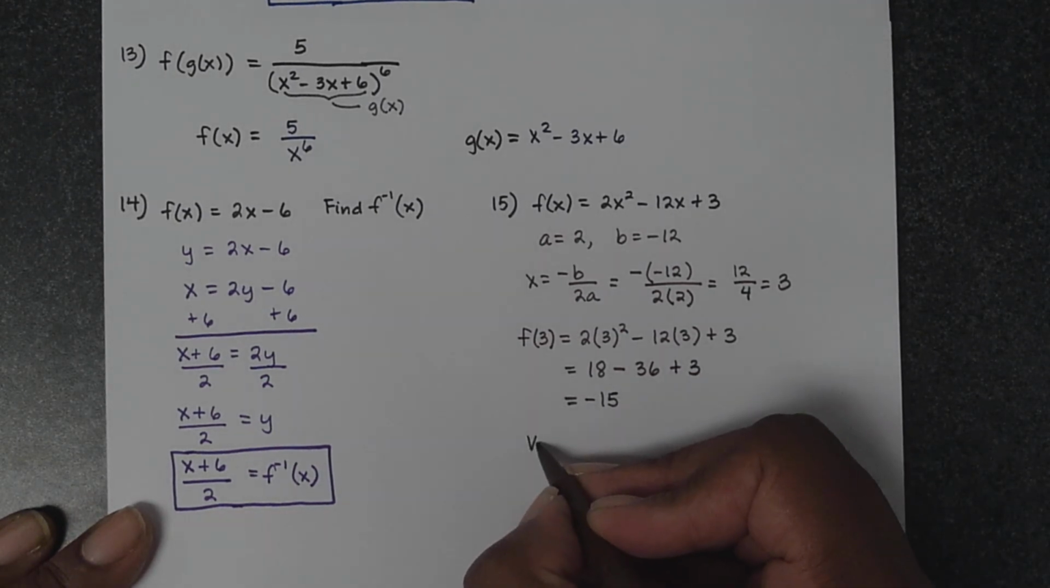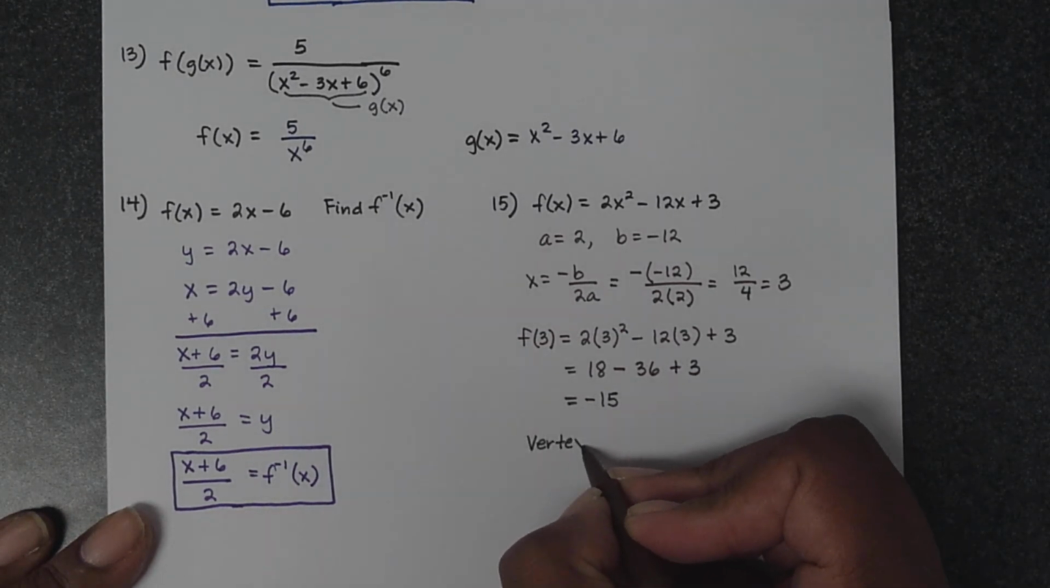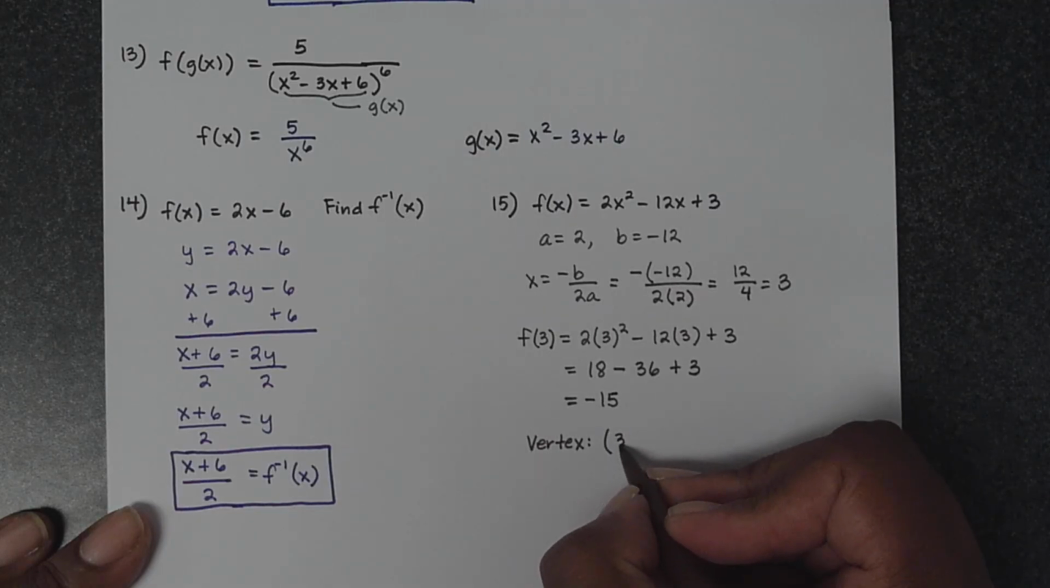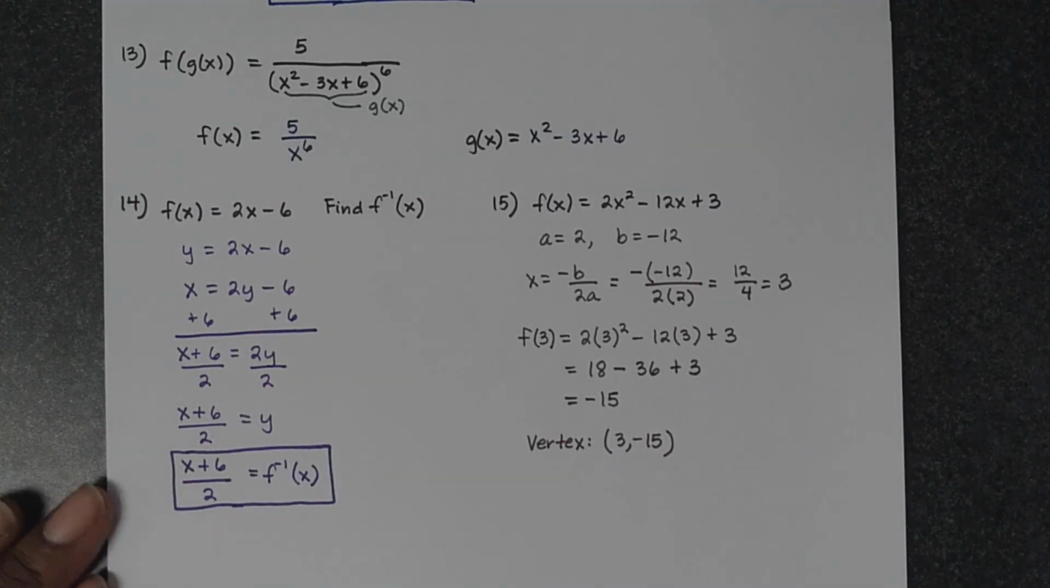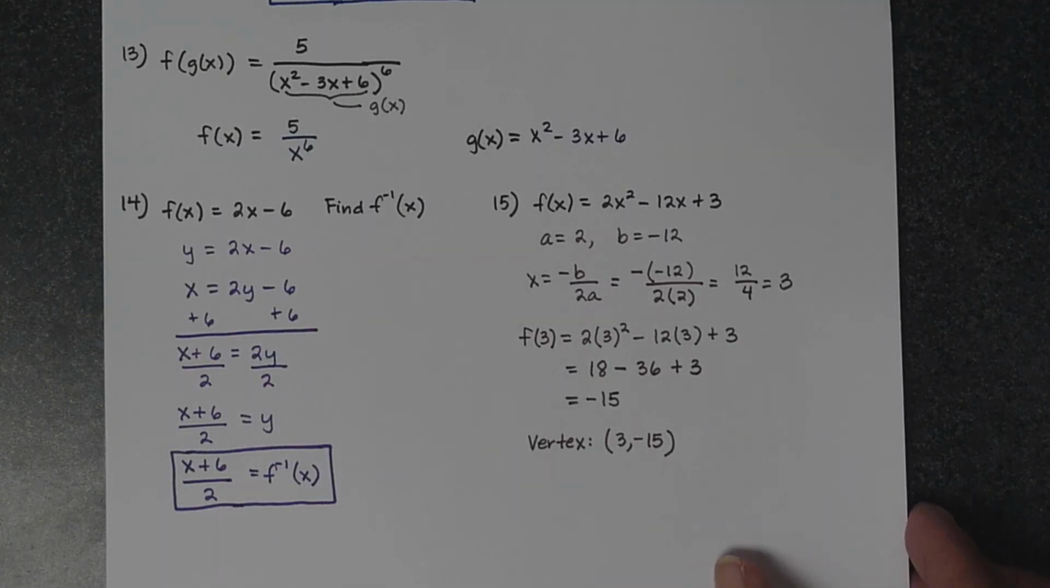So the vertex here will be the ordered pair 3, negative 15. Okay. So that's problem number 15. And that's half the review sheet that I've covered.